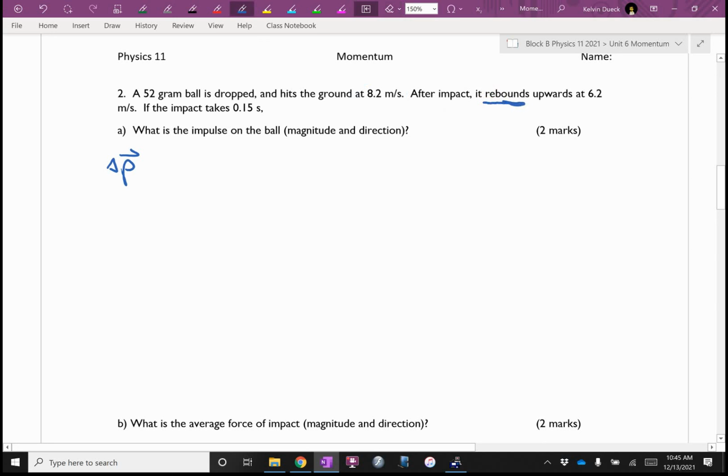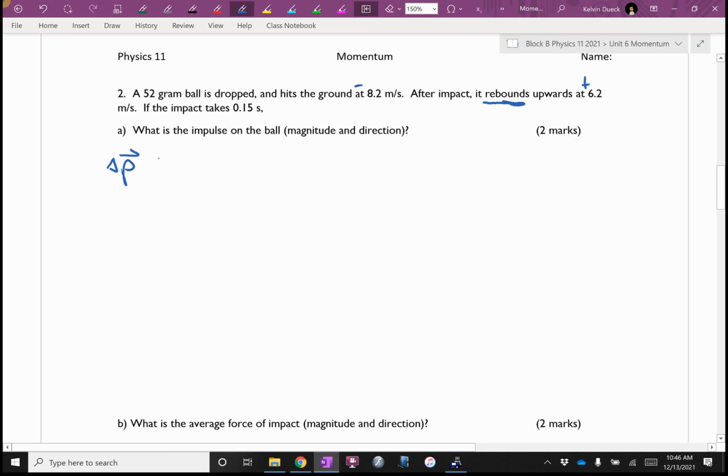But I also, here's a trigger word, folks. I saw the word rebounds. What does the word rebound mean? It means the ball changed direction. So I better let one way be positive and one way be negative. I'm going to let up be positive and down be negative because that just makes more sense to me. You could have done it the other way around.